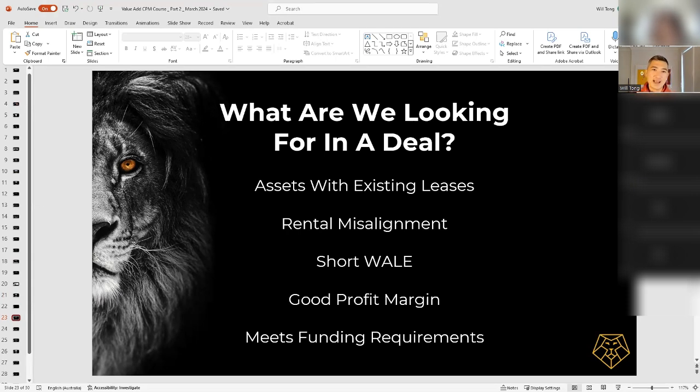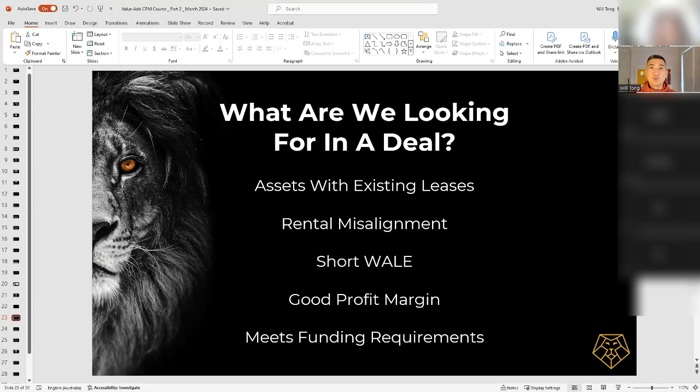We're looking for assets with existing leases. Now, I'm talking strictly about rental reversion. Okay, so I'm not talking about any other strategy at the moment. Yes, there could be properties where there is half vacancy that could still use rental reversion, but strictly speaking, just for rental reversion, we'll leave all the other strategies aside.